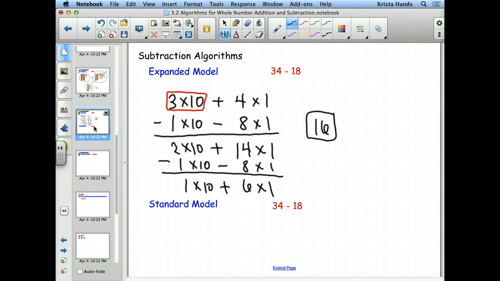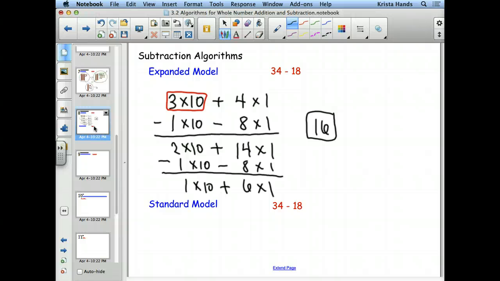So this one you should start from the right. It doesn't matter. You can do either way. You can do it from the left. You just have to make sure that you've got your borrowing, your moving things right, your regrouping done before you start actually subtracting. So as long as you've got the regrouping done properly, it doesn't matter if you start from the left or the right.